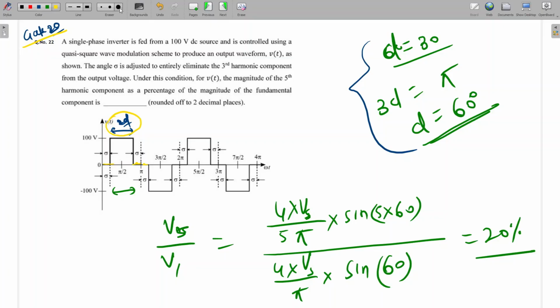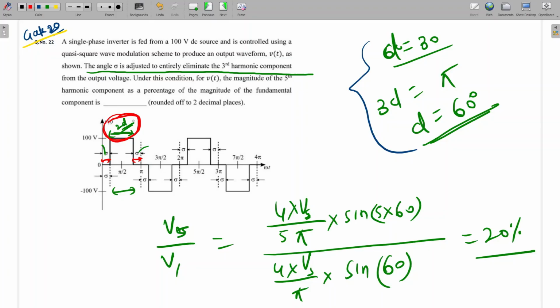In the question it is not given as D equal to 30 degrees, but we should see what they are asking: third harmonic elimination. The sigma is adjusted such that the third harmonic is entirely eliminated. I'm not neglecting the sigma. Let's say sigma has some value, but I know the equation of this waveform in terms of this 2D. If they are varying the sigma, they will be varying D also indirectly. Is it clear?